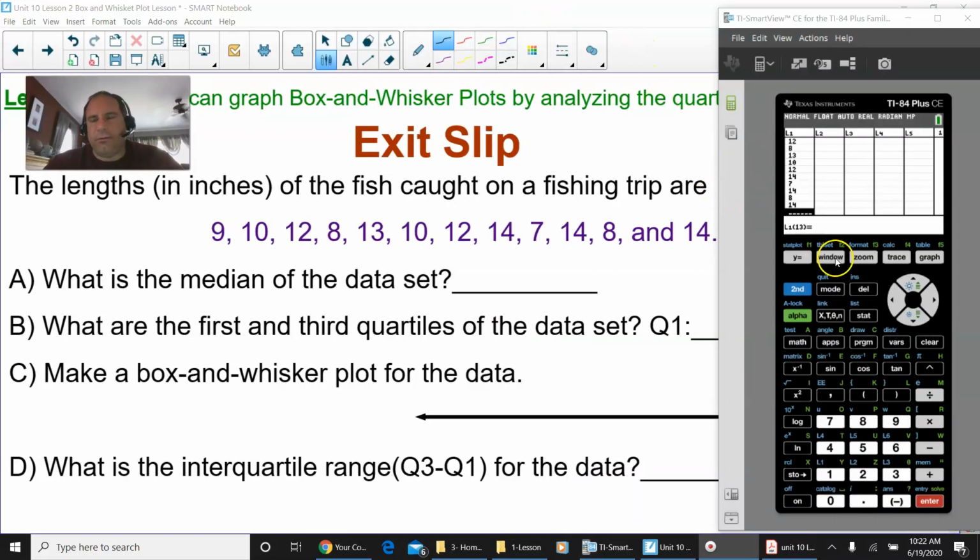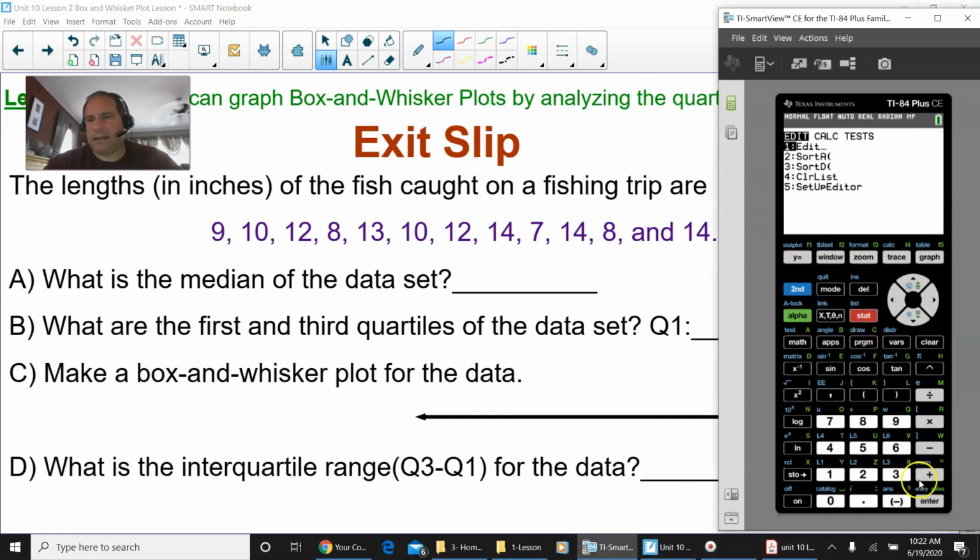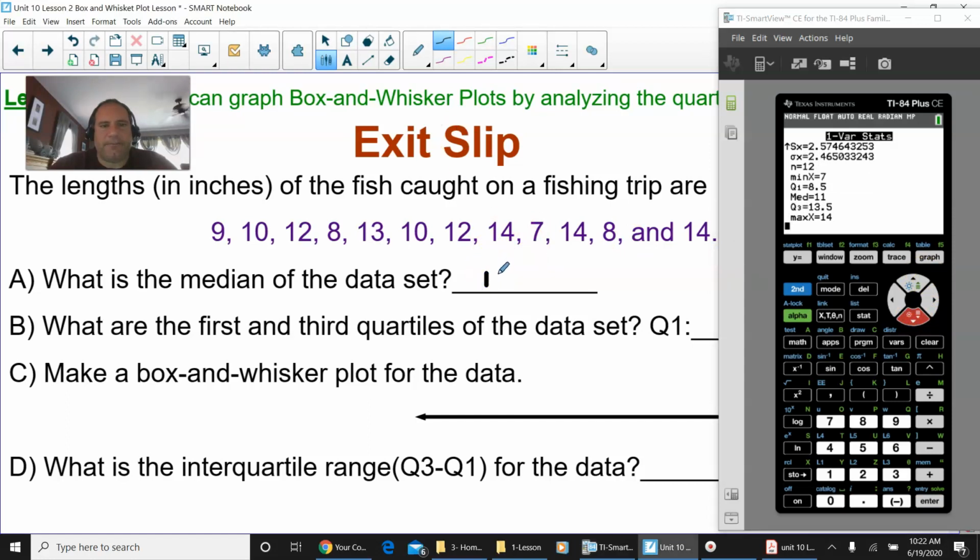All right, so I did put in all of those numbers. We have 12 numbers, and I double checked, and I press stat, and I am going to go over to calc because I need some information here. I am on list 2. Just be careful. You press second function, list 1. That was from the question before this. And I press enter 3 times. What is the median of this whole data set? The median is 11. So I'm going to put that down right now. What are the first and third quartiles? The first quartile is 8.5, and the third quartile is 13.5.